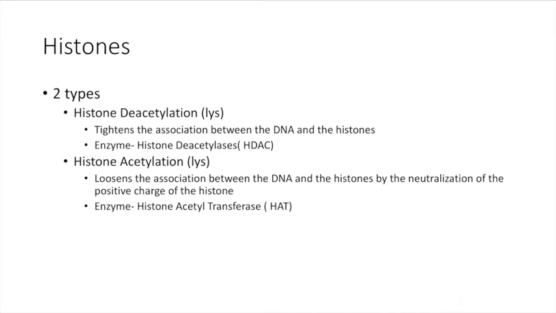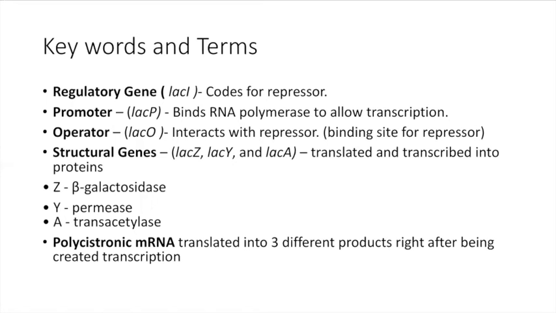Histones. There are two types of histone modification. There's histone deacetylation, which is tightening the association between the DNA and the histones. This is done by an enzyme called histone deacetylase, or HDAC. Then there's histone acetylation, which loosens the association between the DNA and the histones by the neutralization of the positive charge of the histone. This enzyme is the histone acetyltransferase, which is also known as HAT.